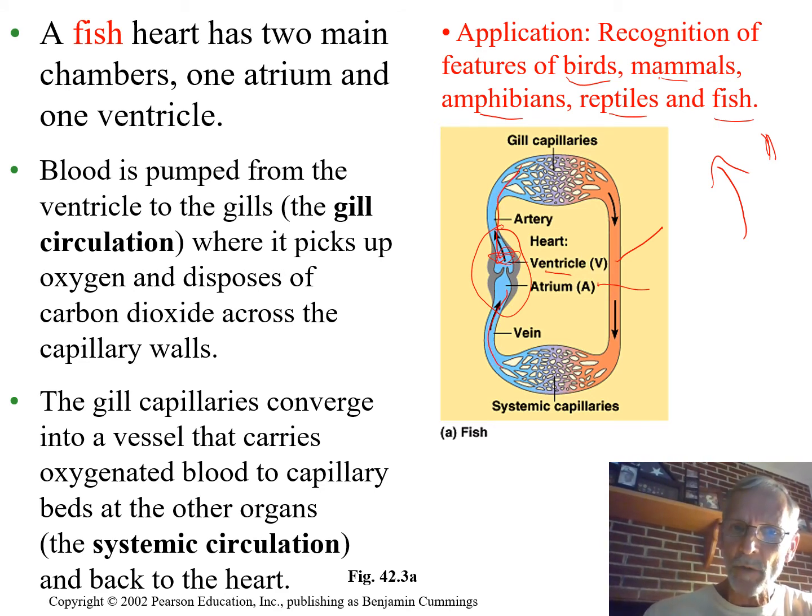The atrium is where blood enters the heart. That means that blood is coming into the atrium from veins, and it's leaving out of the ventricle from arteries. And somewhere in between the arteries and the veins, there's going to be a lot of branching and capillaries. Okay, so fish have just two chambers, one atrium and one ventricle.